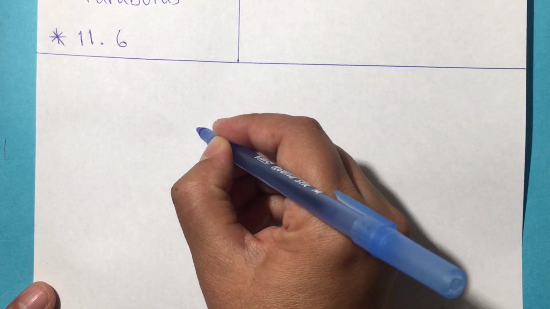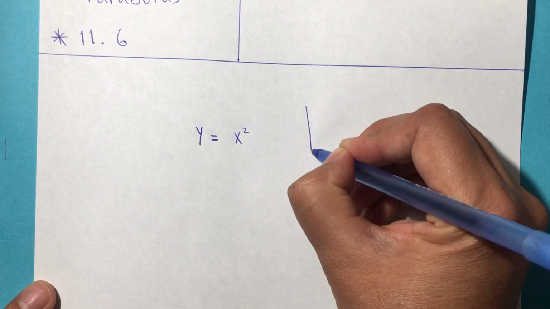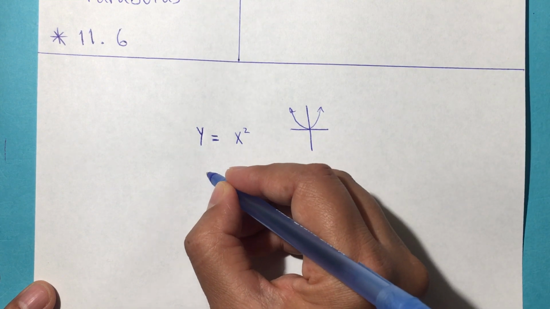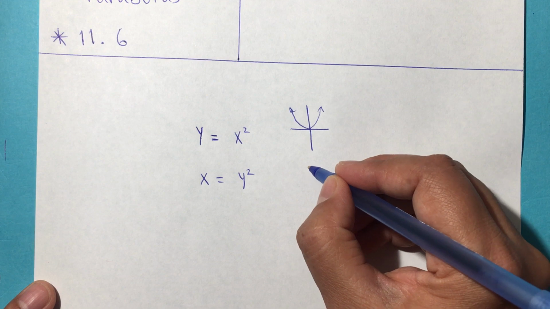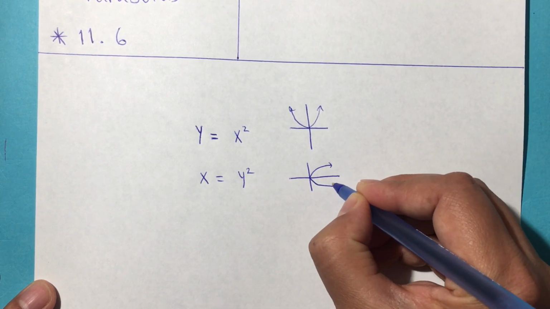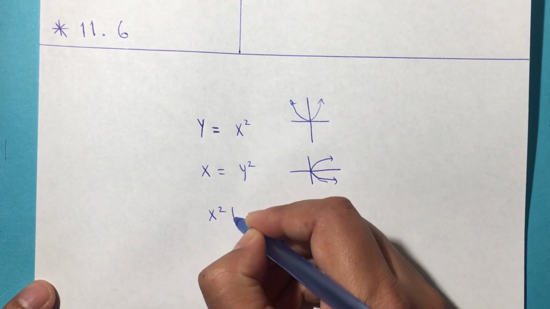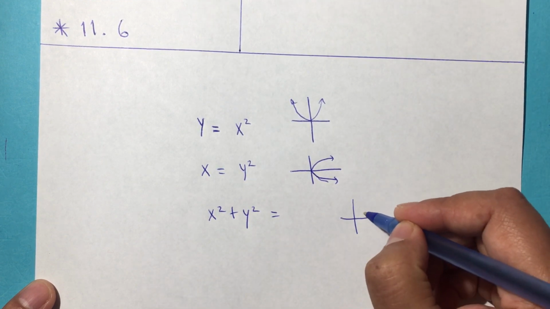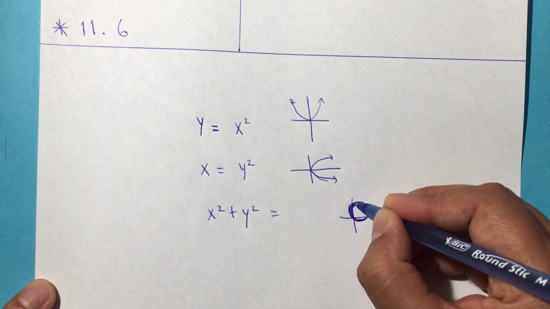And just a reminder, if y is isolated and you have x squared, then the parabola will open up. But if the x is isolated and y is squared, then my parabola will open sideways. But if both x and y are squared, and then you have a value in here, then that forms a circle. Okay, that does not look like a circle.